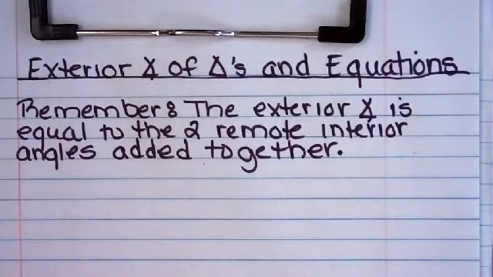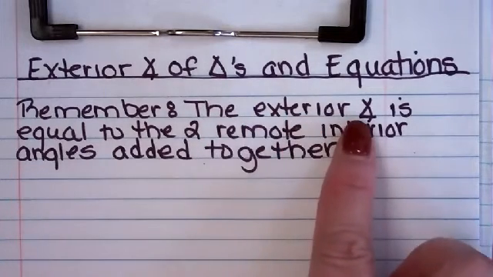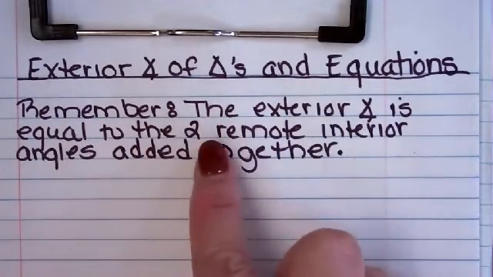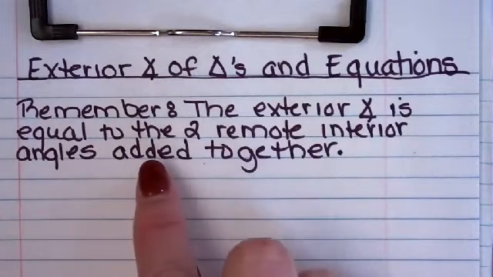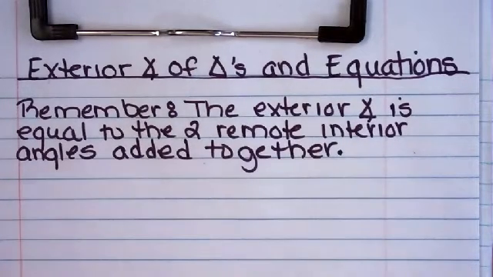These are the video notes that are going to go with exterior angles of triangles and equations. Okay, now we learned in the last video about exterior angles and interior angles of triangles and how they're related. So here's our remember statement from those notes. The exterior angle is equal to the two remote interior angles added together. Okay, we're going to need to know this fact to set up equations and find values for x. Okay, so let's just jump in.